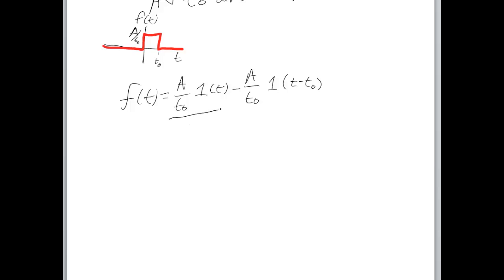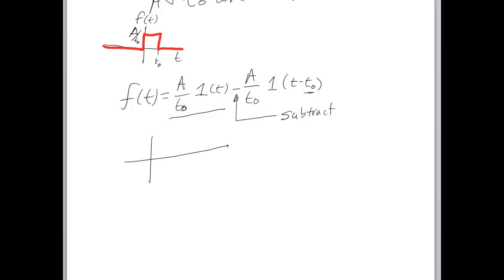So what this is saying is that the function will turn on at time 0, and it will go to a value of a divided by t sub 0. And then at some time t sub 0, this function will become negative and will be subtracting that amount of a divided by t sub 0, which will ultimately remove the function and return it back to 0 at any time greater than t sub 0.